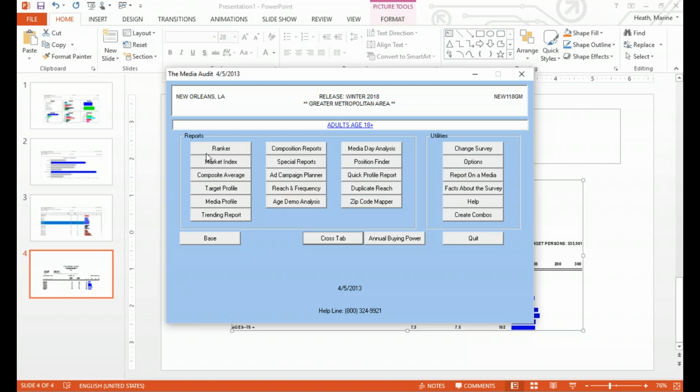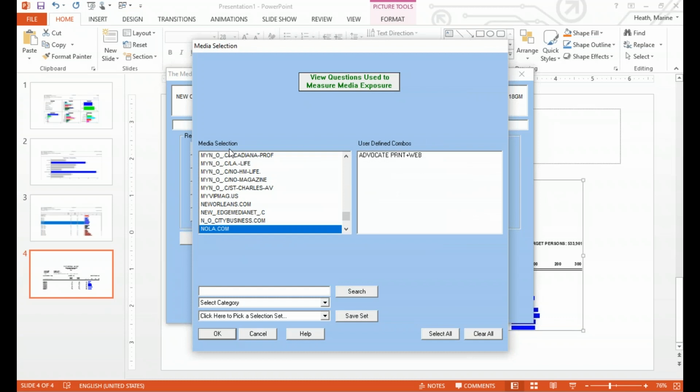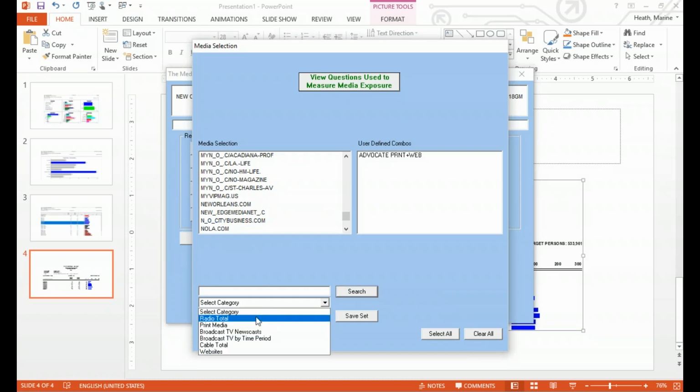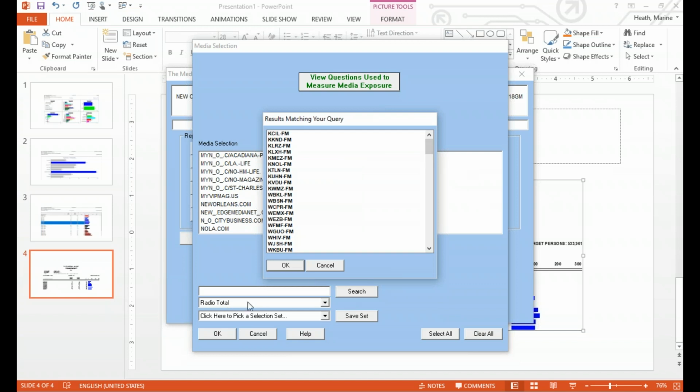And this is it. Here is where you're really going to reside when you're trying to place a buy. Rankers and composite averages are really the two reports I do use, and there is one in here that we're going to delve into. Okay? So ranker, my favorite. This is where I would start. And by the way, when you're selecting all radio stations, this is the easiest way to do it.